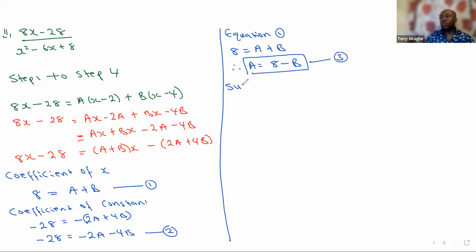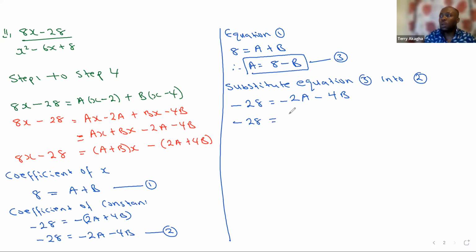So I'm going to substitute equation 3 into equation 2. Okay, so this is my equation 2. So we have minus 28 is equal to minus 2a minus, what? 4b. So it's going to be minus 28 is equal to minus 2 into brackets, the a is 8 minus b, minus 4b. So you just substitute it there.